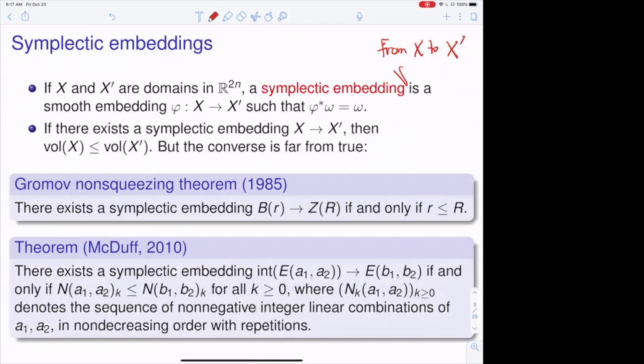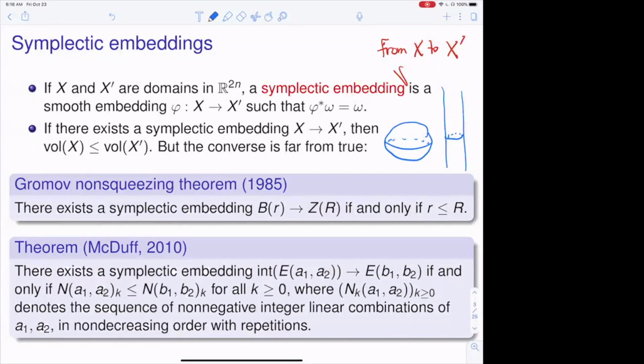is a smooth embedding which respects the symplectic form. And in particular, because the symplectic form determines the volume, if there exists a symplectic embedding from X to X prime, then the volume of X must be less than or equal to the volume of X prime. But the very famous non-squeezing theorem of Gromov says that this volume condition is far from sufficient for the existence of a symplectic embedding. That theorem says that if there exists a symplectic embedding of the ball into the cylinder, then the size of the ball has to be less than or equal to the size of the cylinder. So you can't take a big ball and squeeze it into a skinny cylinder, even though there would be no problem with the volume, because you can just shrink in one direction and stretch in another.